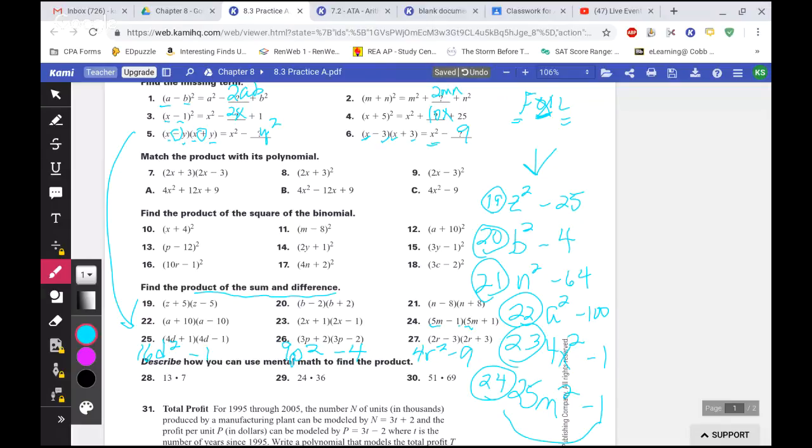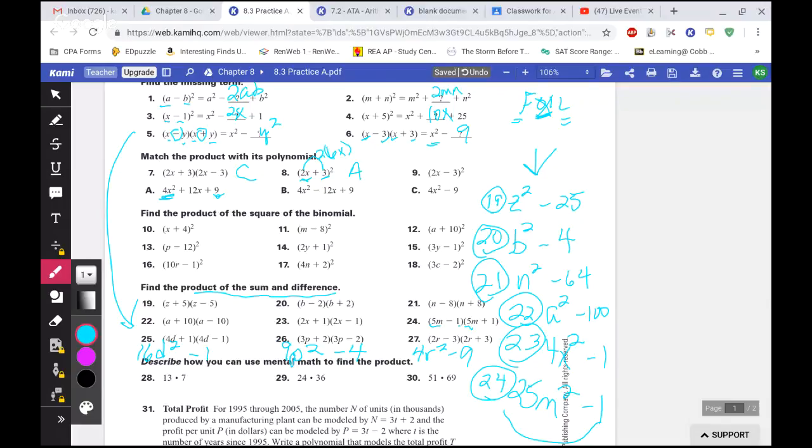So 5 and 6 are like 19 through 27. 1 through 4 are more like 10 through 18. And 7 through 9 are basically, you were supposed to match those. And 7 matches with C. And you'll see 8 matches with A because you've got 2x times 2x, which is 4x squared, and 3 times 3, which is 9. And then for that middle term, the OI, you multiply 2x times 3, which is 6x. And then you multiply that by 2, which is 12x.